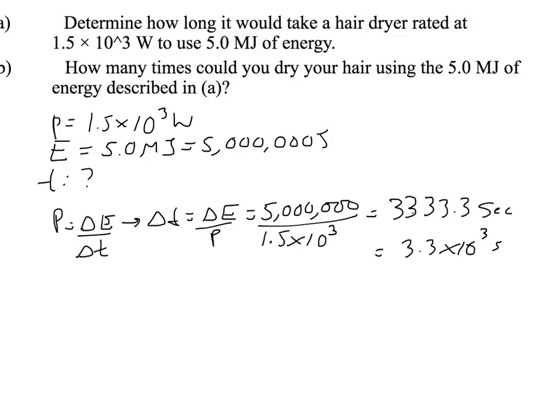And we can bring that all the way down, if you like, to hours, 0.93 hours. And this also equals 56 minutes. So that's A. Now B, I guess, depends on how long it takes you to dry your hair. If it takes you 56 minutes to dry your hair, then you could do it once, right? If it takes you 5.6 minutes to dry your hair, then you could do it 10 times, etc.